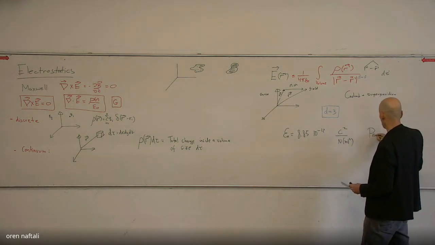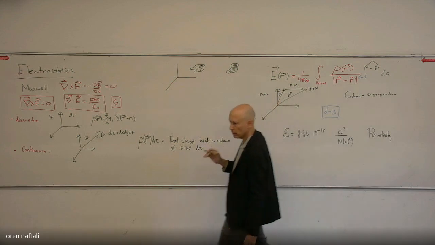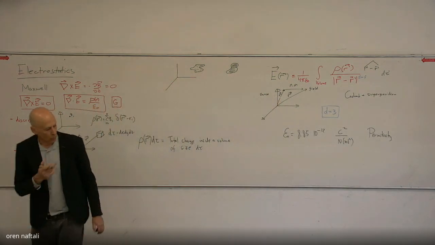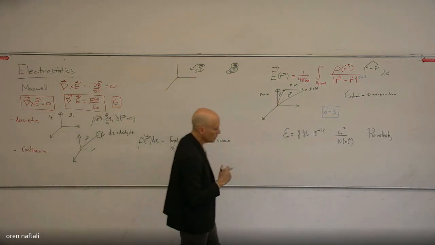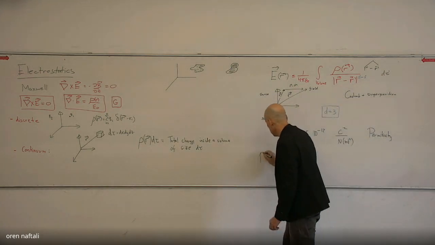So this is called permittivity. In Hebrew, it has a different name: the dielectric constant of the vacuum. So I don't know why it is called permittivity in English. In general, this is a remark.